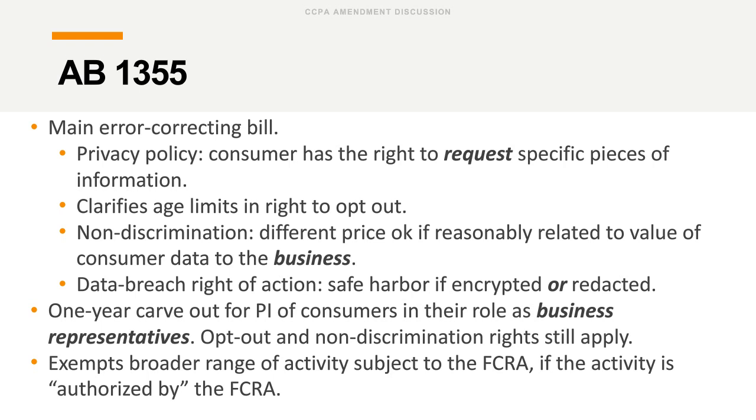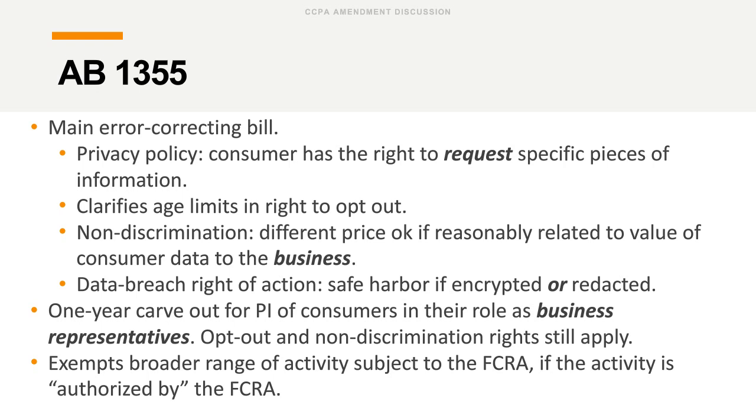your online privacy policy, it originally said that you needed to disclose specific pieces of information, which didn't make any sense. So AB 1355 says instead you just have to disclose that a consumer has the right to request those specific pieces of information. Another error that it's correcting is in the right to opt out, where, below the age of 16, you need to get opt-in consent for minors, whether it's from the minor, him or herself, or the parent or legal guardian. And the language in that section was just a little unclear as to the exact age limits, whether 16-year-olds were included or not, and whatnot. So AB 1355 just clarifies that language.